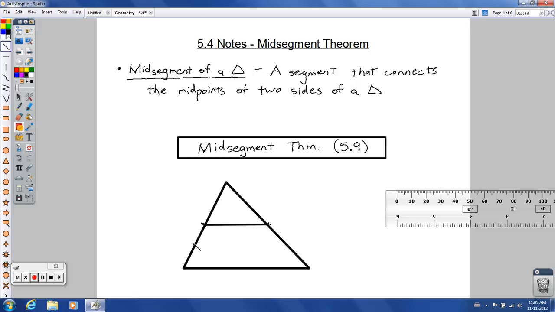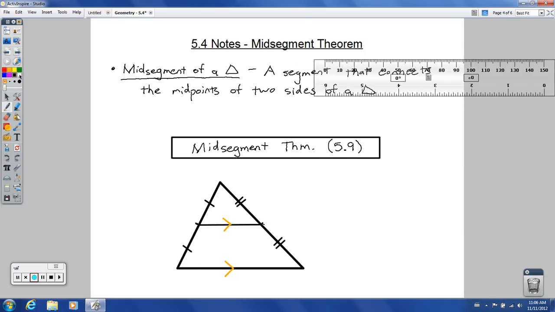Have that handy. We're not going to use it quite yet, but right here I know that this is congruent to this because that was the midpoint. I know that this segment here is congruent to this segment right here, same reason, that was the midpoint. And then up here, now I'm going to say this would have to be true. The midsegment theorem says that this side and this side are always going to be parallel.